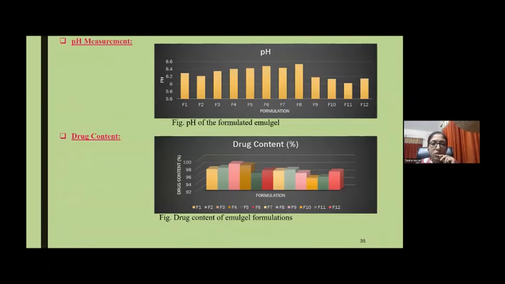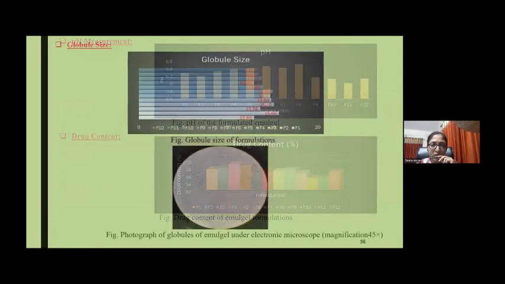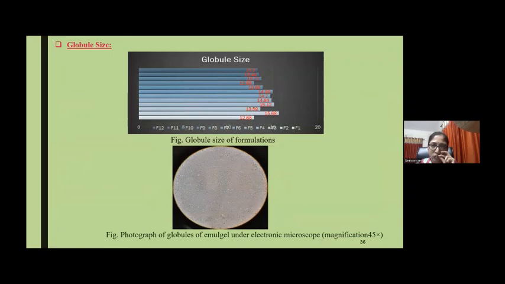Now pH measurement showed that the pH values were within the range of 6 to 6.5, which is compatible with the pH of skin. And drug content also shows that 95 to 98% of the drug is present in all the different formulations.